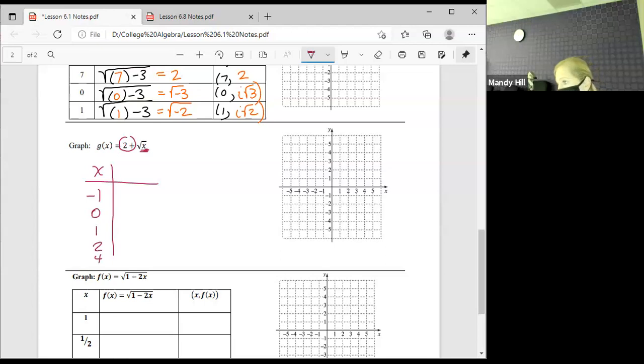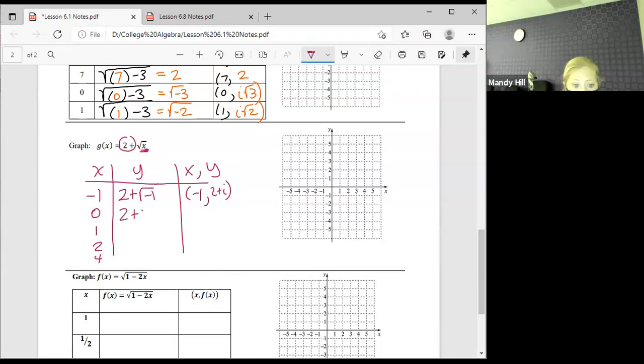Yeah, it's going to shift it up 2, right? All it does is shift it up 2. So I'm going to plug in these numbers and see what I get. So I'll have some points. You could absolutely get this from your graphing calculator, but when I do this, I will get 2 plus the square root of -1. Well, that's going to give me an imaginary number, right? That would be 2 plus i. I can't graph that point.